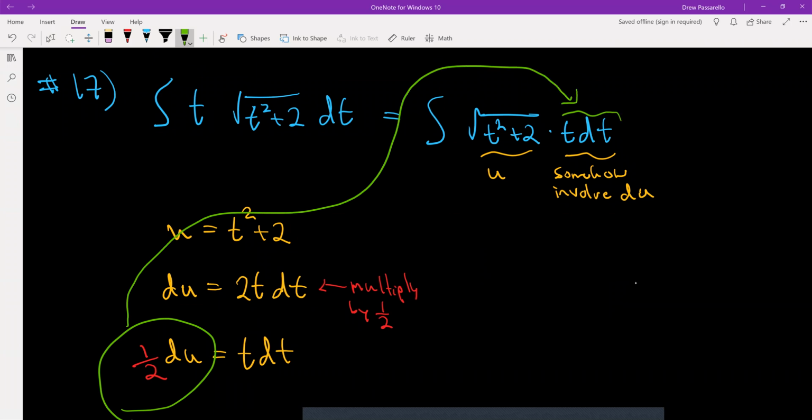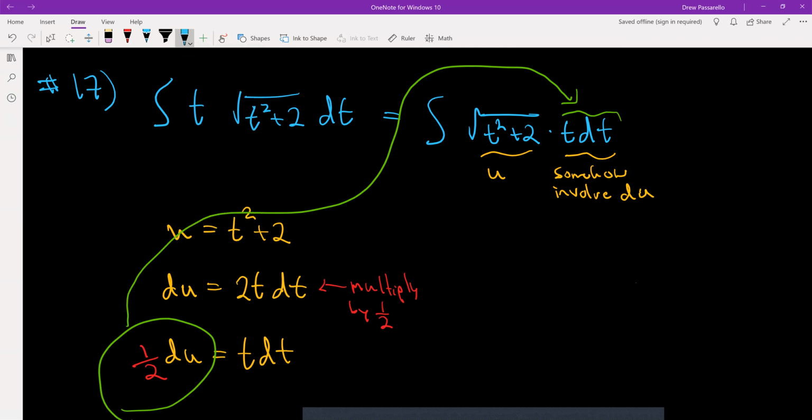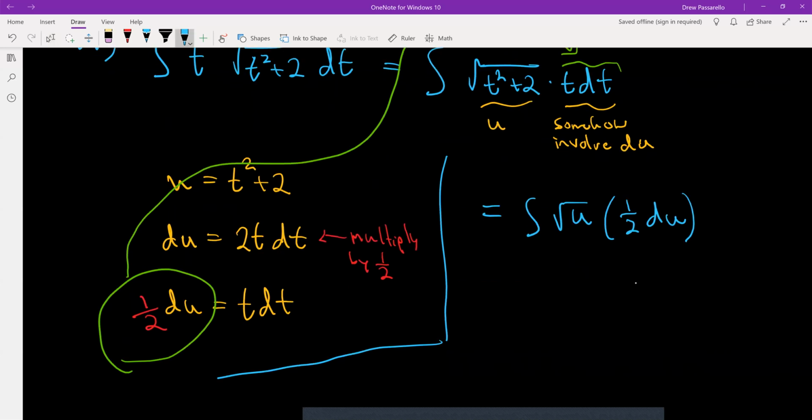All right, so now I'm going to rewrite the problem, doing my variable change. So for the variable change, it's going to be the integral of square root of u, and then times, instead of t dt, that's 1/2 du. All right, now for integrating this, I'm going to factor out the 1/2 in front. So it's 1/2 times the integral. And then integrating square root of u, I write that as u to the 1/2, and then du.